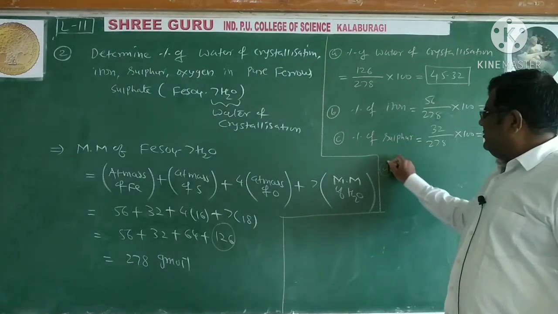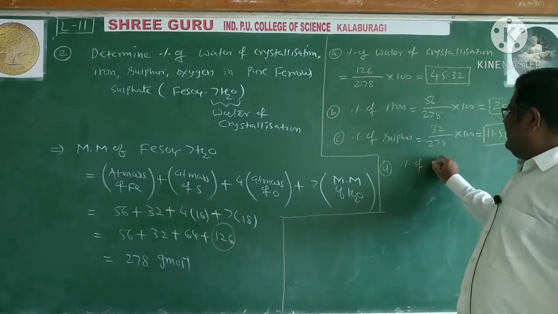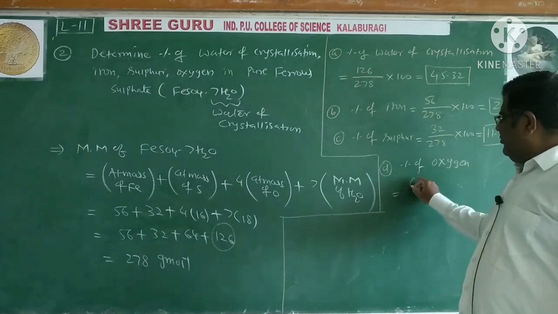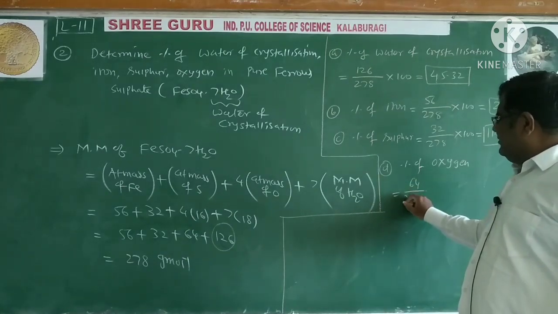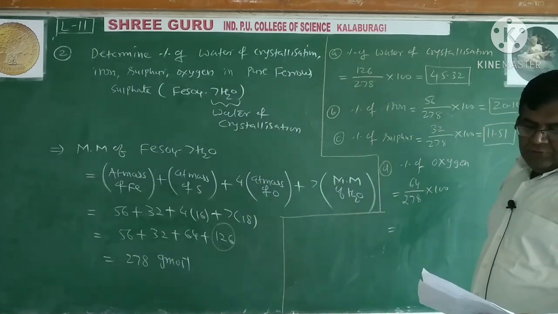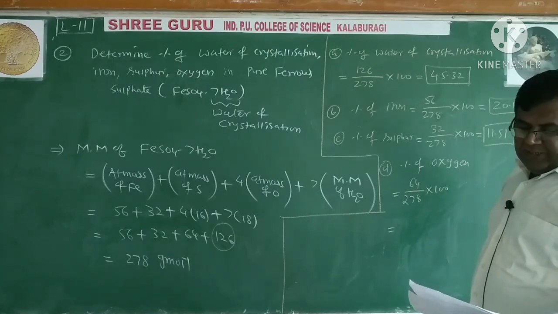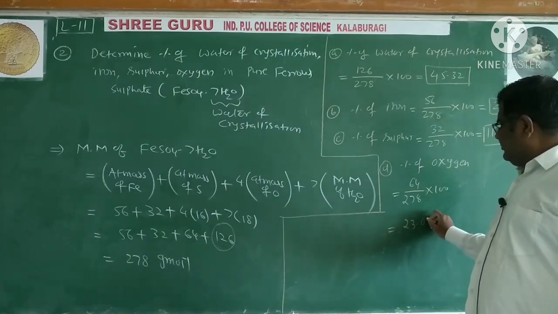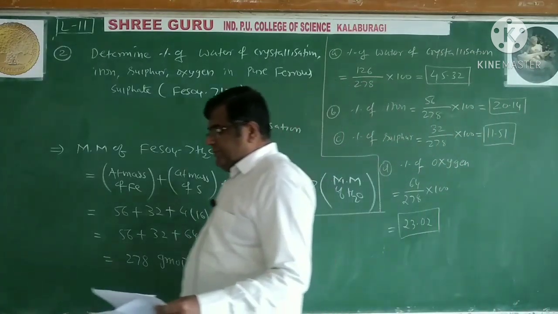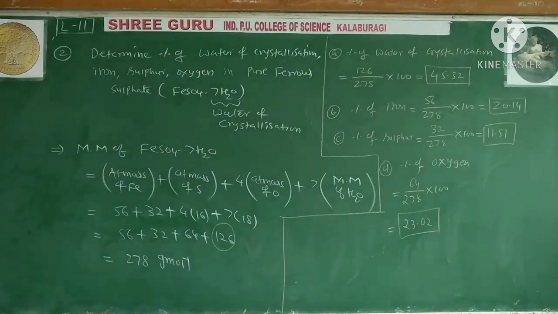And the last one, percentage of oxygen. Oxygen is 64. 4 oxygens were there. 64 by 278 into 100, and that happens to be 23.0. Right. So this is the way in which percentage of element can be calculated. Complete this question.